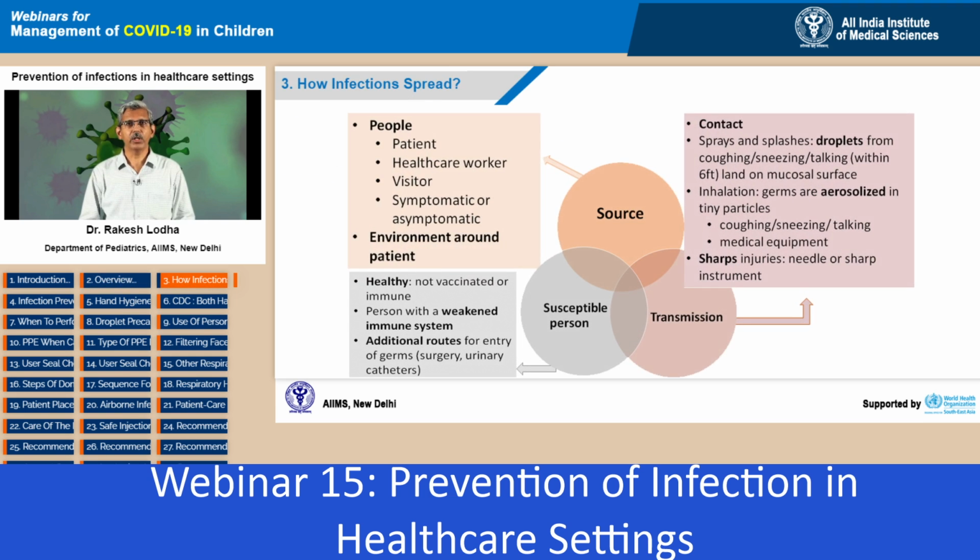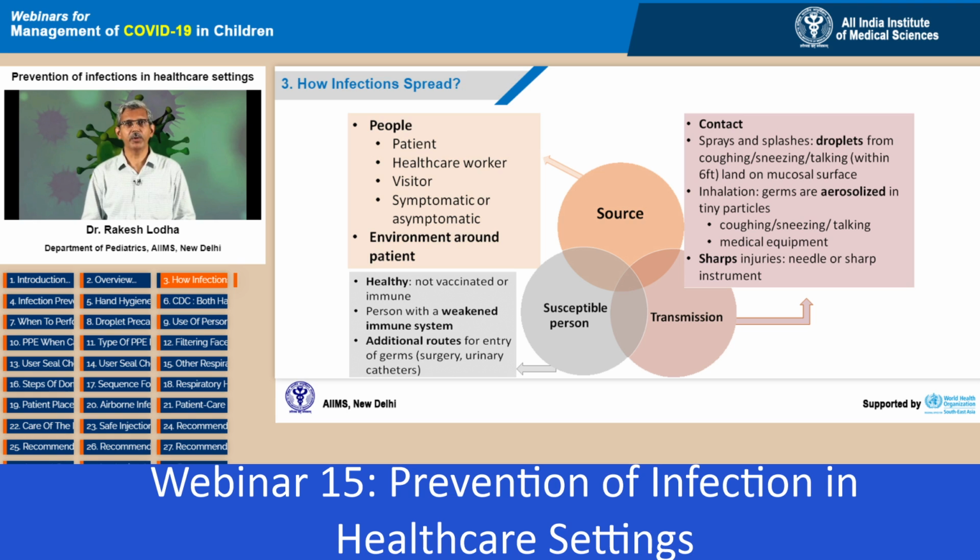For any infection to occur, there are three important conditions. Source, this is the place where the infectious agents thrive or live, and source could be people who can be patients, healthcare workers or visitors, particularly in setting of COVID. The person could be symptomatic or asymptomatic. At the same time, the source can also be environment around an individual, which could be inanimate environment, it could be air, stethoscopes, linen, etc.